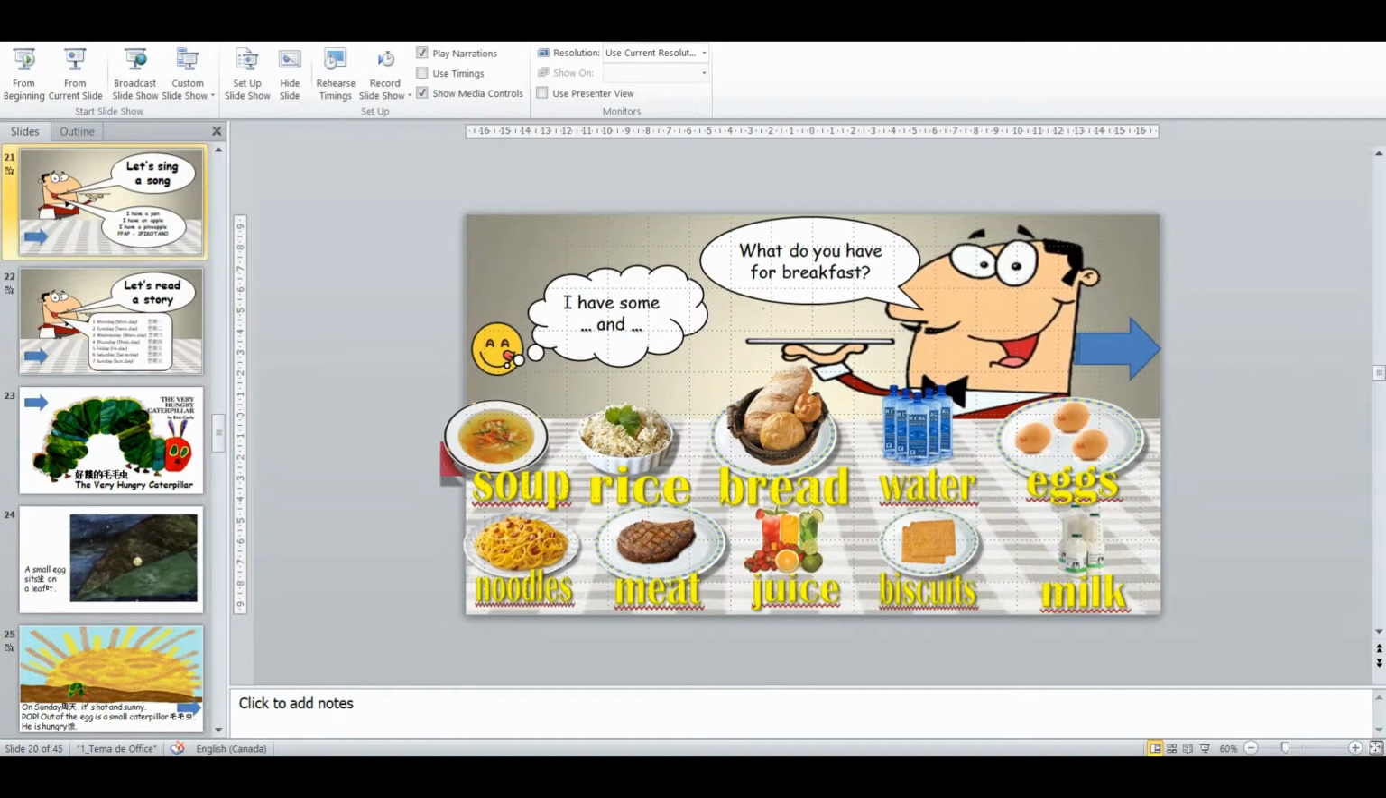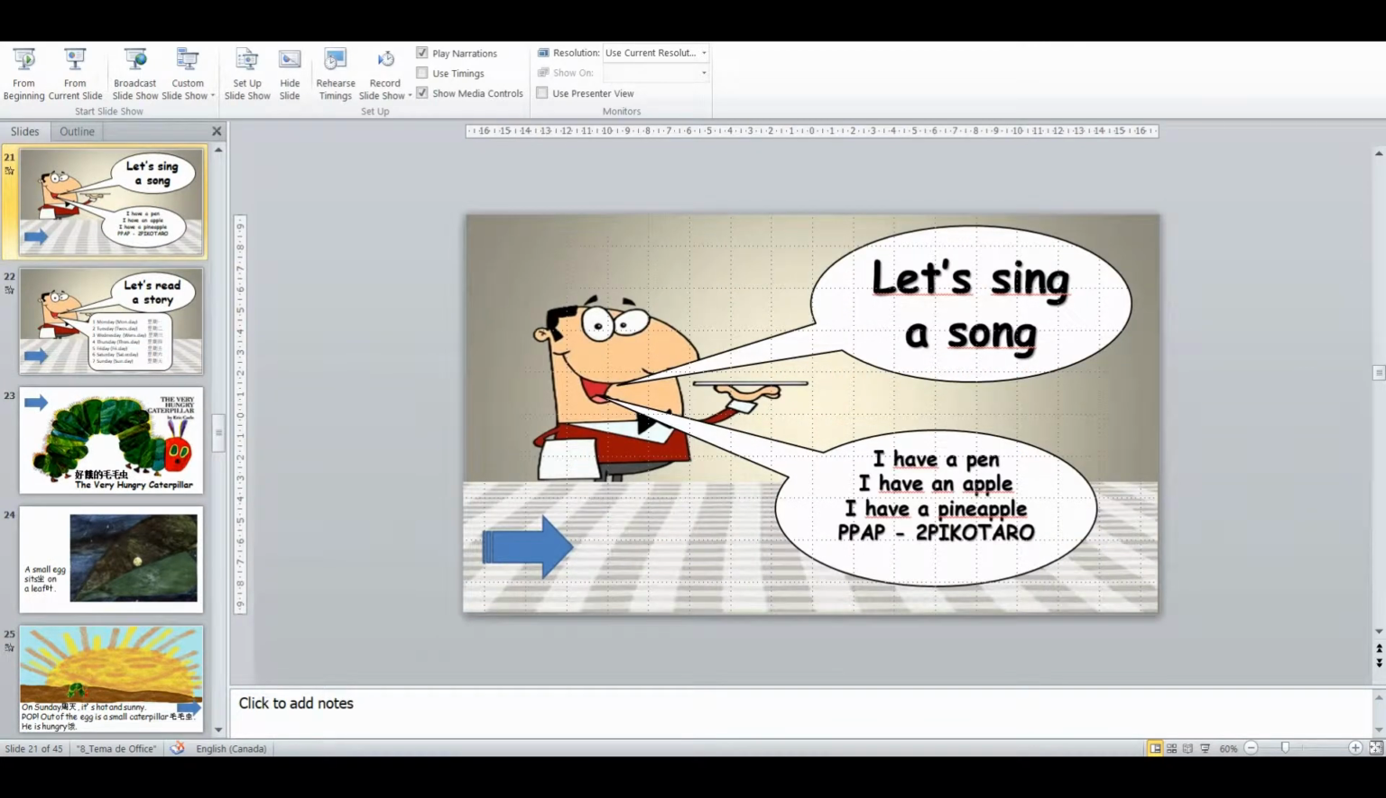So after this, we're going to go into a song. It's the world famous PPAP, the I Have a Pen, Pineapple Pen song. It always gets the students singing and dancing, even if they're of the higher grades.